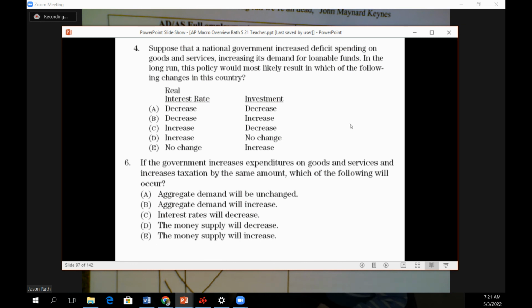Increase investment or interest rate. Okay, so you think it's one of these two? If it's increased, then it's decreased, right? Well, if they increase the demand for loanable funds, then the real interest rate will increase, and that'll decrease investment. And so, yeah.